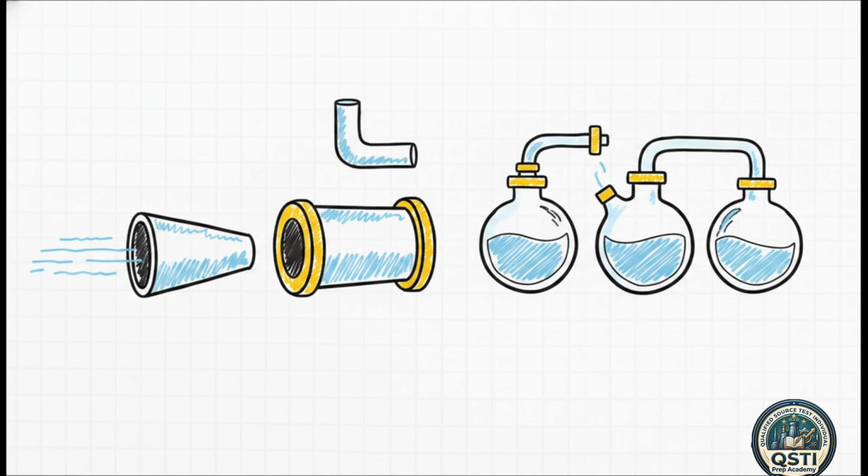Third is the Type S pitot tube to measure gas velocity, which has to be spaced perfectly from the nozzle to avoid any flow interference. And last but not least, the condenser or impinger system, which cools the gas and removes all that moisture so the final volume can be accurately measured.